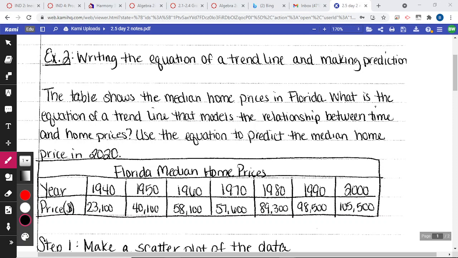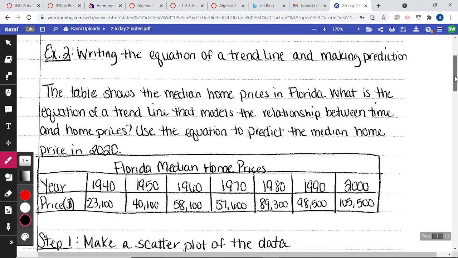So we have data from 1940 to the year 2000, every 10 years. So 1940, 1950, 1960, 1970, and so on. And we have median home price for each of those years. And so we're going to find a trend line and the actual equation of that trend line and go from there. So we start by making a scatter plot.